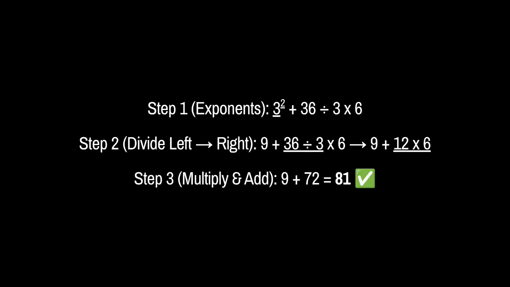To solve this correctly, handle the exponent first. 3 squared is 9, leaving 9 plus 36 divided by 3 times 6. Next, handle division and multiplication strictly from left to right. 36 divided by 3 is 12. Now multiply 12 by 6 to get 72. And finally, 9 plus 72 gives us our exact final answer of 81.